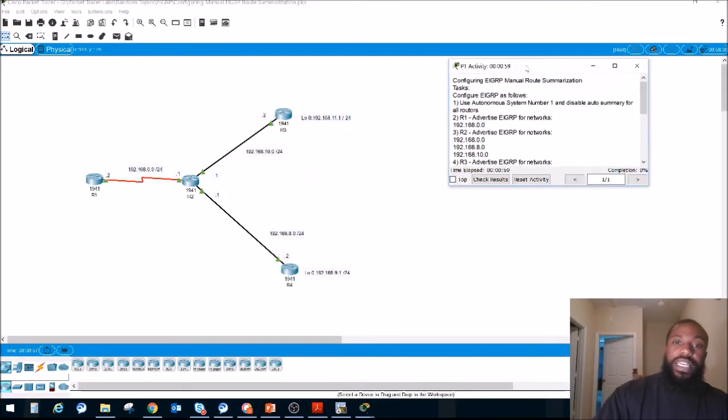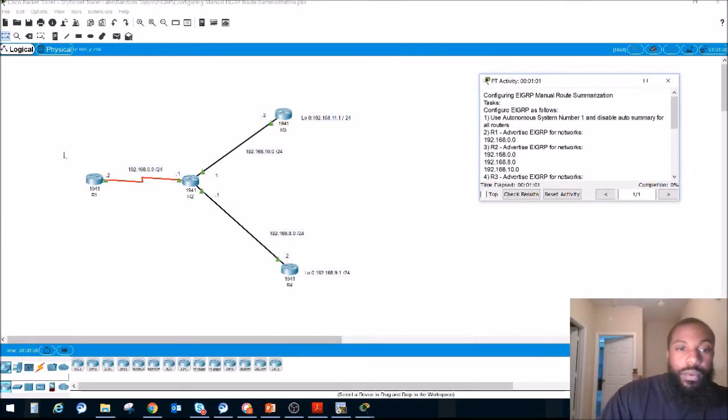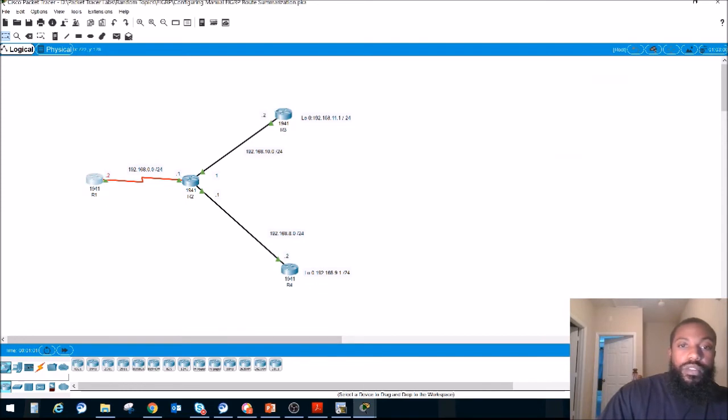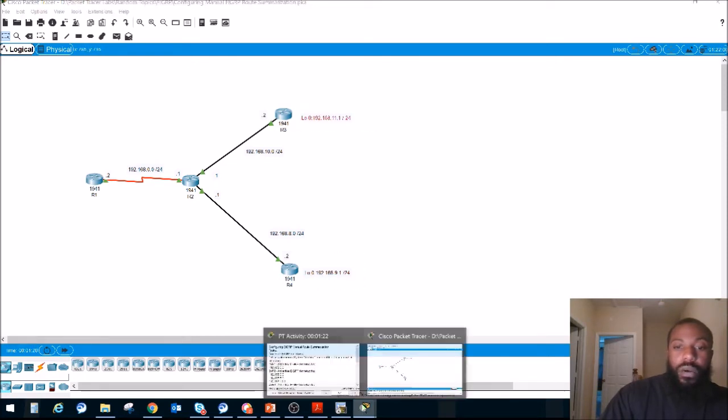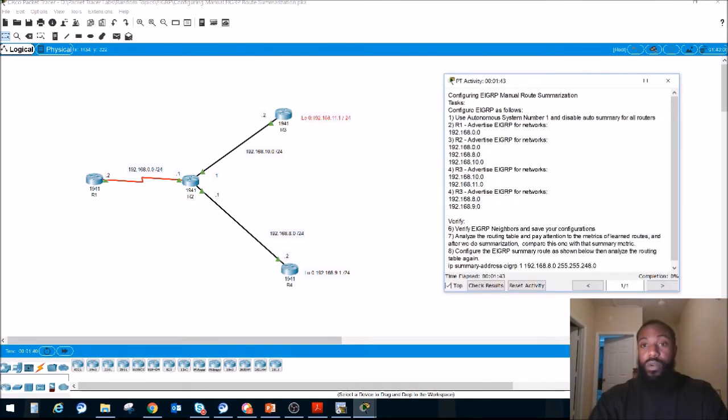Okay, let's take a look at this here. We got router 1, router 2, 3, and 4, right? We got a couple networks. We got this 192.168.10.0 network, and then the 192.168.8.0 network here, right? And then we got these loopbacks right here. So let's see what it says here. Step 1, use autonomous system number 1 and disable auto summary for all routers.